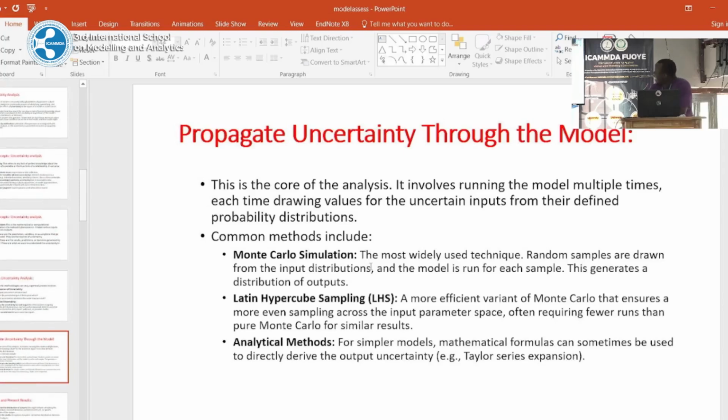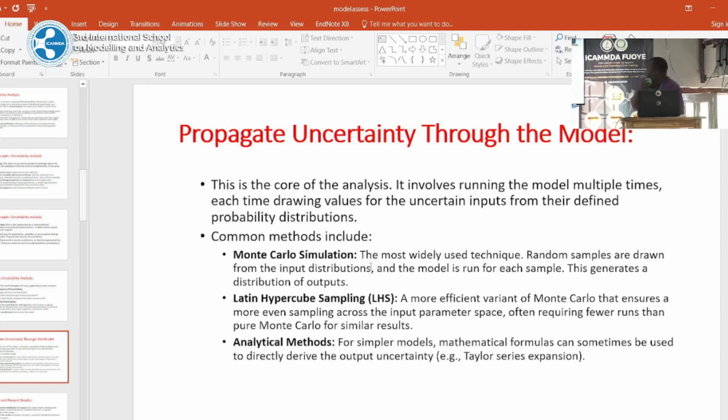Now, propagate uncertainty through the model. This is the core of the analysis. It involves running the model multiple times, each time drawing values for the uncertain inputs. Now, I'm saying that alpha is 0.5, 1, 1.5, or 2, 2.5, 3, 3.5. So I want to check, if I'm varying all those ones, how does my model look, to really satisfy my uncertainty. So each time, if alpha is 0.5, what am I drawing from the uncertain inputs, from their defined probability distribution?